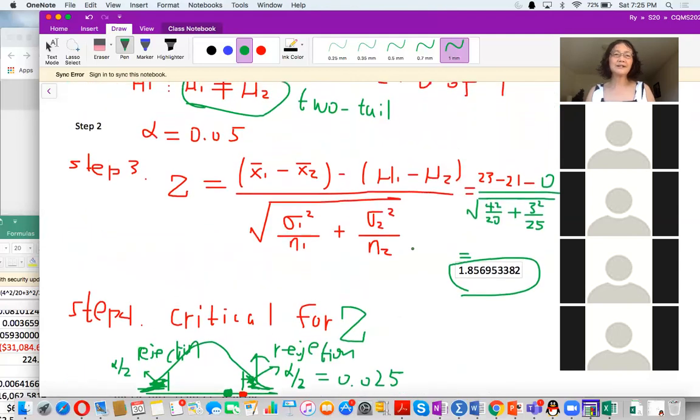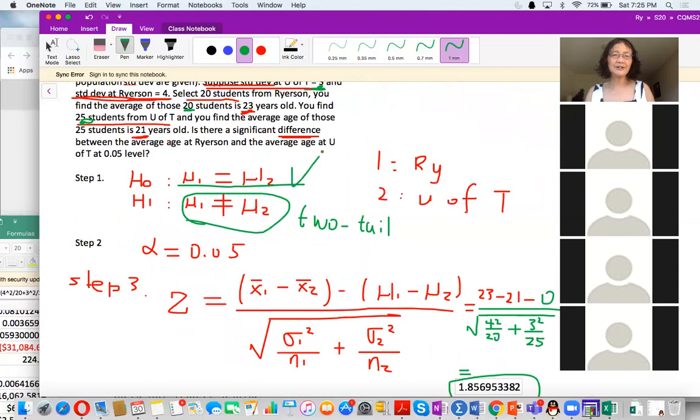Do not reject H0 means the average is not significantly different between the two populations. That is the final conclusion. Is that clear?